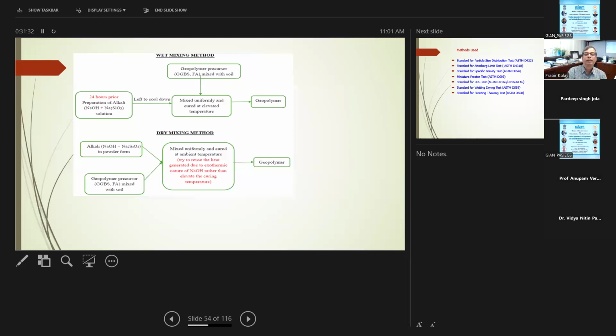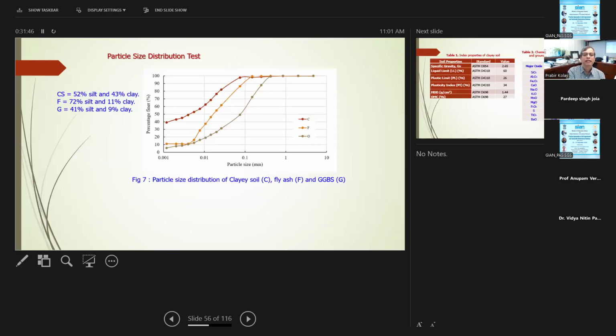Okay. So basically, as I mentioned, the dry mixing method, and then how you compare with the wet mixing method, also, what is happening with the studies. Okay. So here, these are the different tests we use.